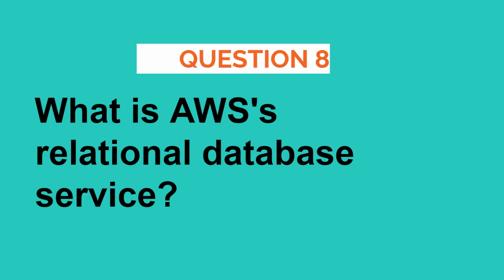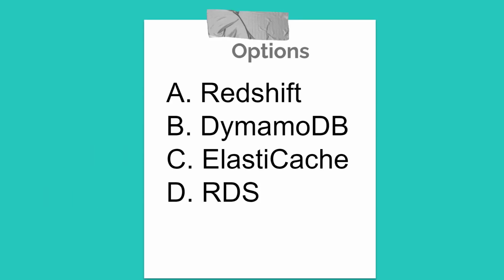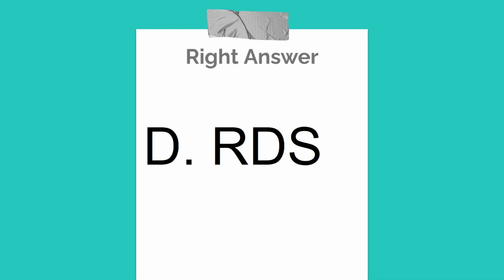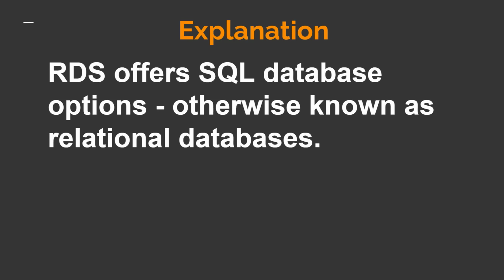Question 8. What is AWS Relational Database Service? Option A. Redshift, B. DynamoDB, C. Elasticache, D. RDS. Right answer is D. RDS. Explanation: RDS offers SQL database options, otherwise known as relational databases.